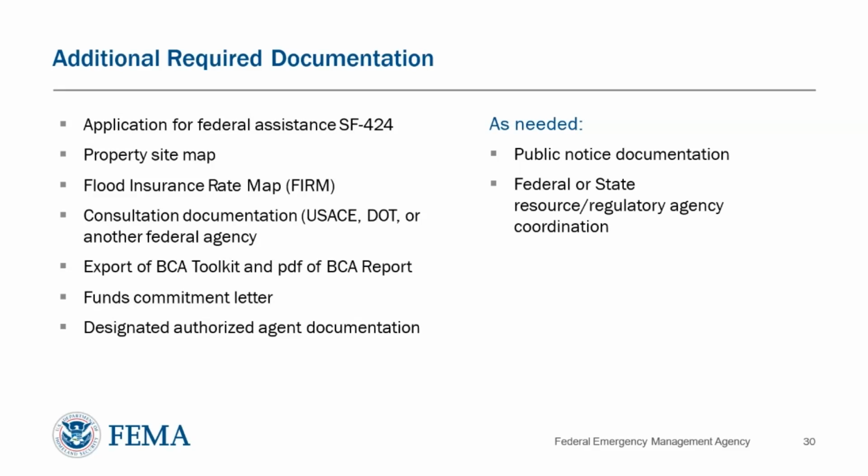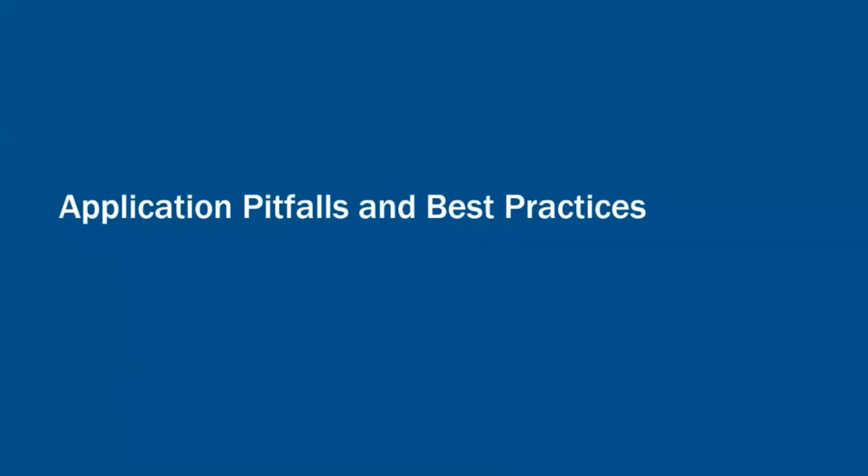The assurances and budgets are also critical pieces of information that must be included in the sub-application. The list of required forms can be found in the last section of the application, where items can be checked when prepared and attached. Next, we will discuss application pitfalls and best practices.